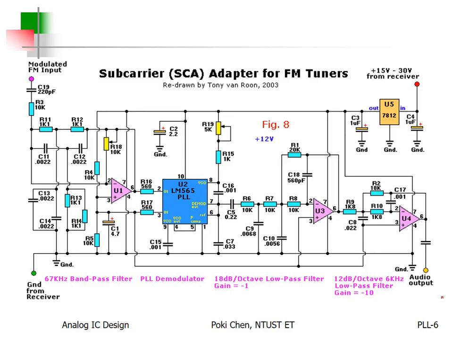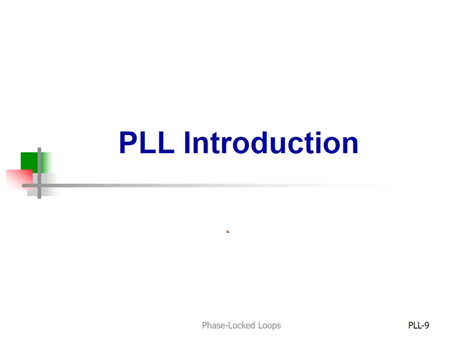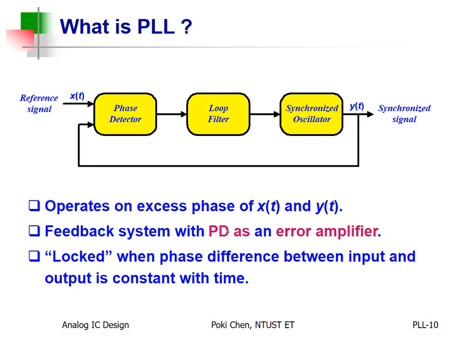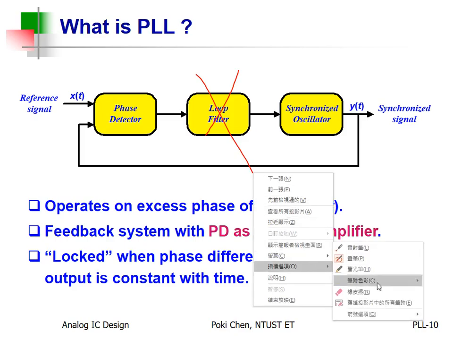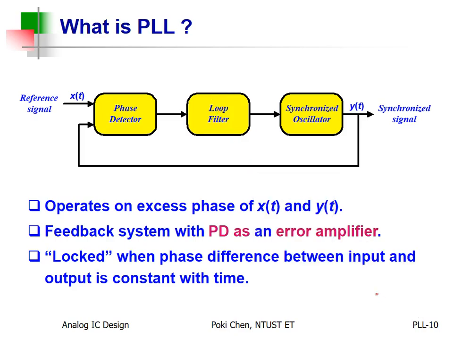Okay, let's go on. Forget about the subcarrier. I would like to tell you the main component is PLL. Without PLL, we cannot make it. All right. So what is PLL? In theory, we only need two components, but in practice we need low-pass filtering. Anyway, in practice, there are three major components.